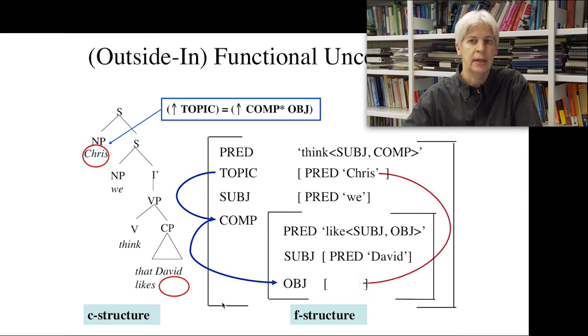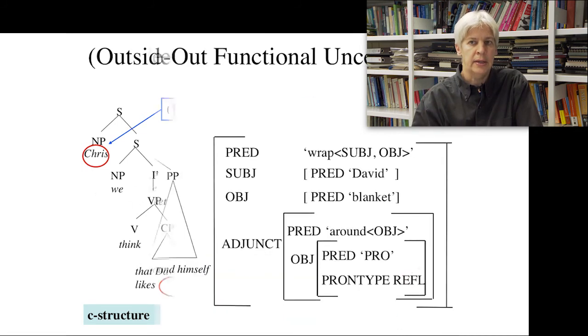Okay, so that's outside in functional uncertainty. Outside in because you're starting from the outside, saying I'm a topic, I need to find somebody inside this AVM somewhere. What's my search path over this AVM? Well, I could try comp, I could try an object, and then I find it in this case. But I could have a more complicated search path, as in the examples we had before.